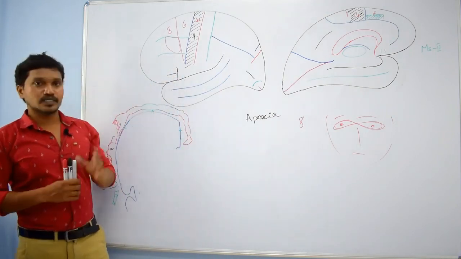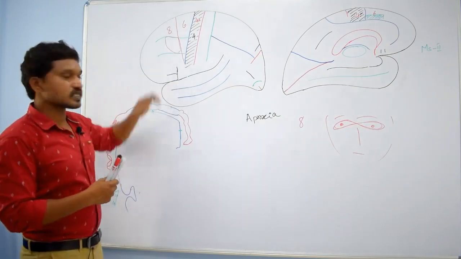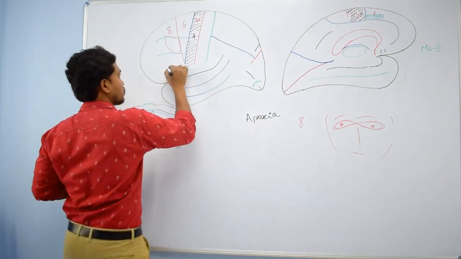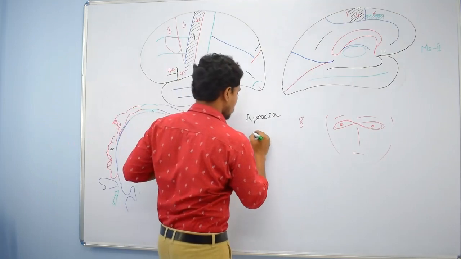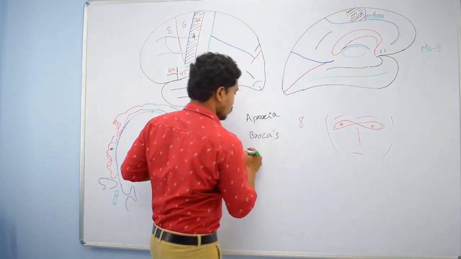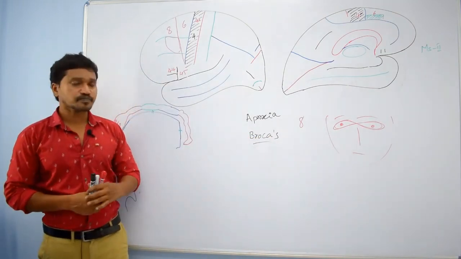Right? Next. Below this, what is this region? Broca's area. Area number 44 and 45. But this what we call Broca's area. Broca apostrophe s, yes. Broca's area.